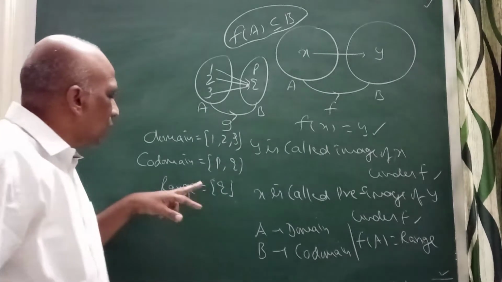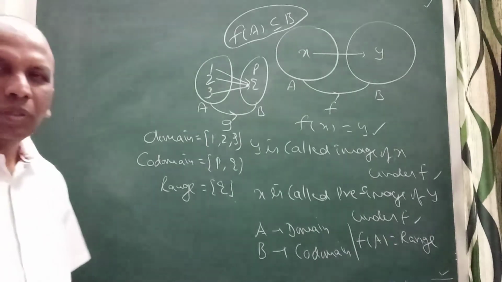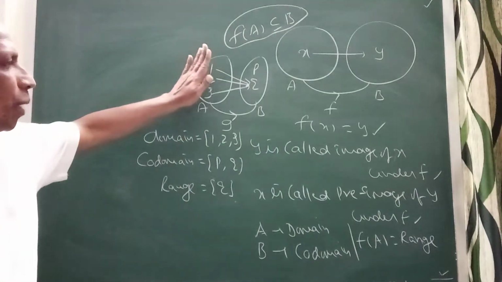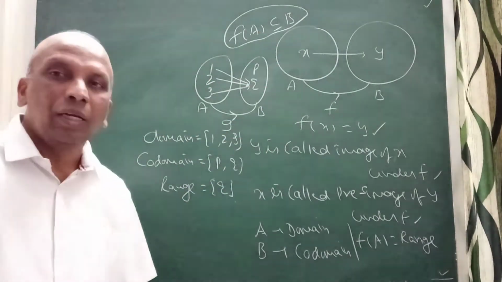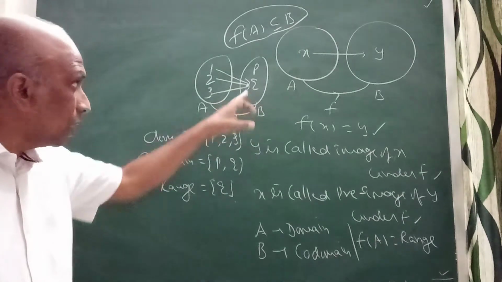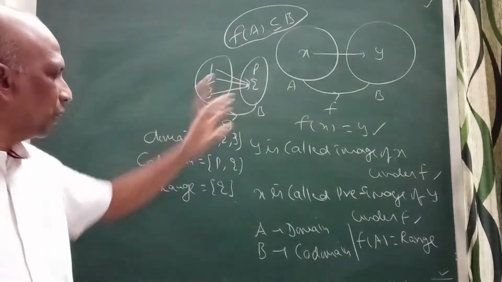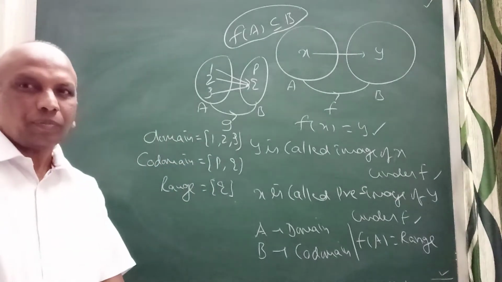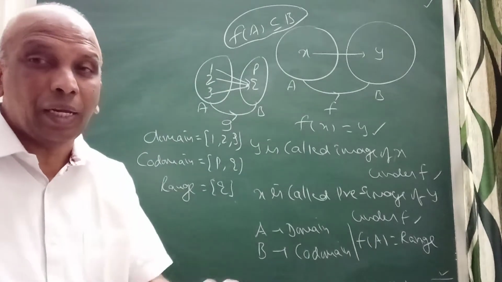Again, you can see range is a subset of codomain. You can observe here, entire A is called domain, entire B is called codomain. The elements which are connected, the set of images, is known as range. Range is equal to singleton Q. Always range is a subset of codomain. That you remember. Now, we will discuss the real valued function and real function.